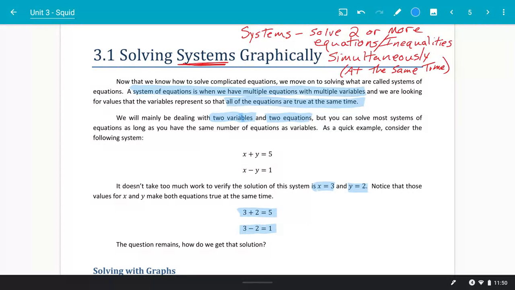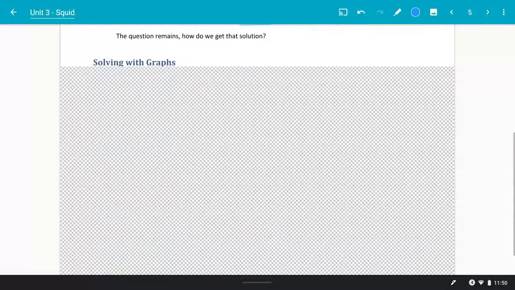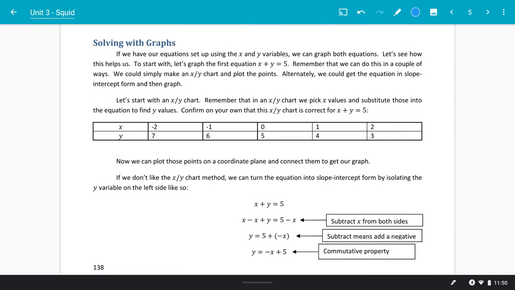The question remains, though, how do you get that solution? Well, the first method we're going to talk about is solving with graphs. If we have our equations set up by using the x and y variables, we can graph both equations. We've been doing that for months. Let's see how this helps us. To start, let's graph the first equation, x plus y equals 5.